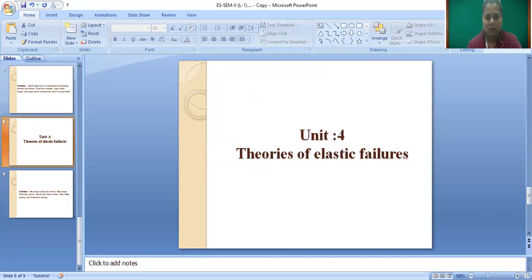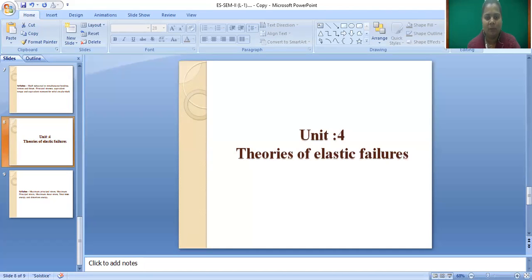In the last lecture, our unit number 3 is concluded. So today we will start unit number 4. Please write down: unit number 4 is theories of elastic failures. This is a totally theoretical unit. In this unit, we will see how a material fails, or which theories are applied for elastic failures.